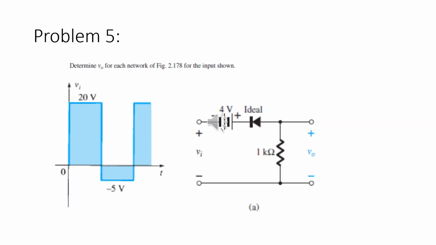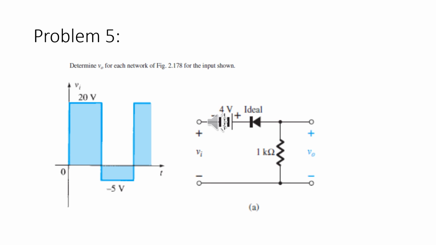We have a series biased clipper again with a square waveform, but now the voltage is from 20 volts to minus 5 volts. You can see we are taking the voltage across a 1 kilo ohm resistance with a DC bias of 4 volts and an ideal diode. So let's analyze this circuit. We can see that the positive of the DC source is connected with the negative side of the diode, making it reverse biased by 4 volts.